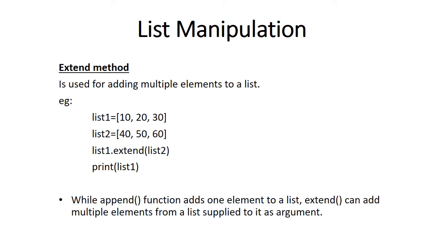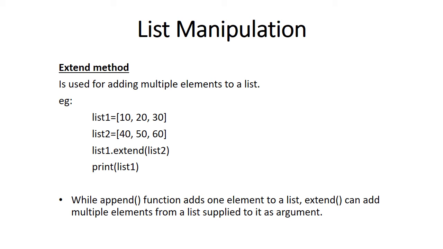Extend method. It is used for adding multiple elements to a list. List 1 is equal to 10, 20, 30. List 2 is equal to 40, 50, 60. Now list 1 dot extend of list 2. That means list 2 is added to list 1. Now print list 1. You will get the answer 10, 20, 30, 40, 50, 60.